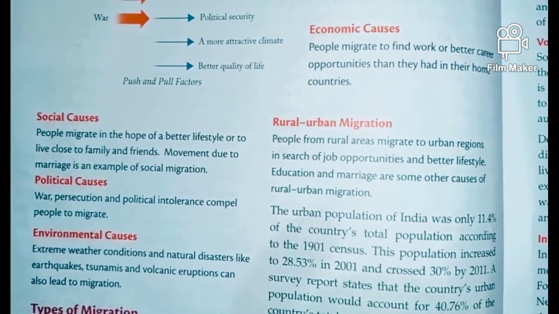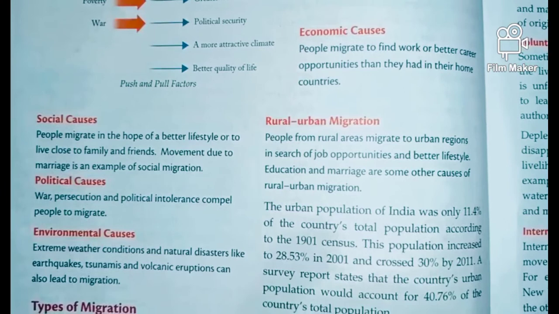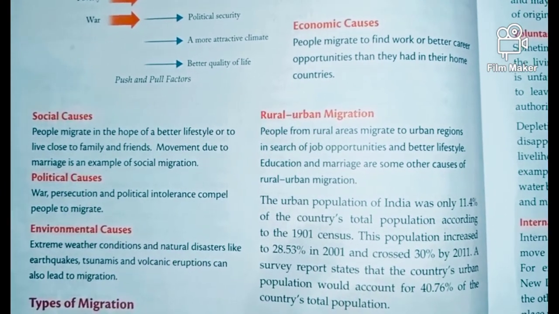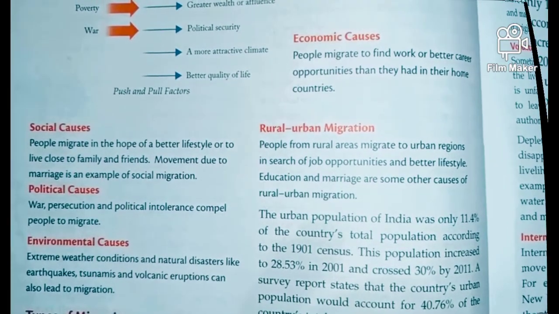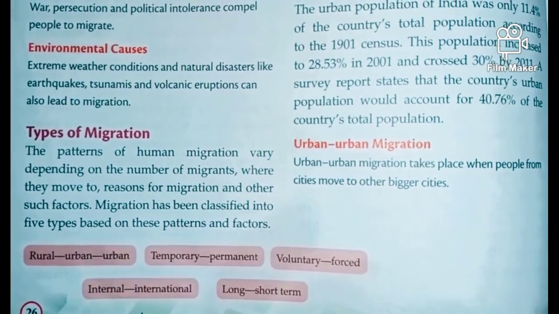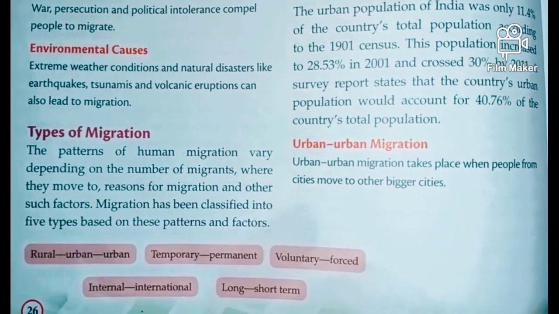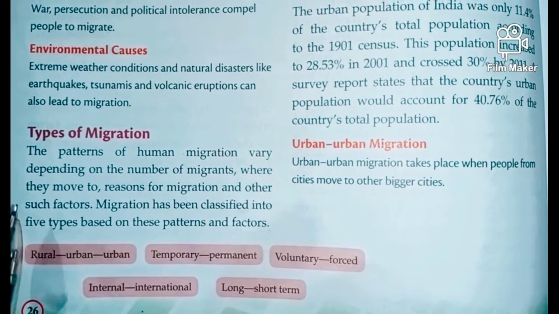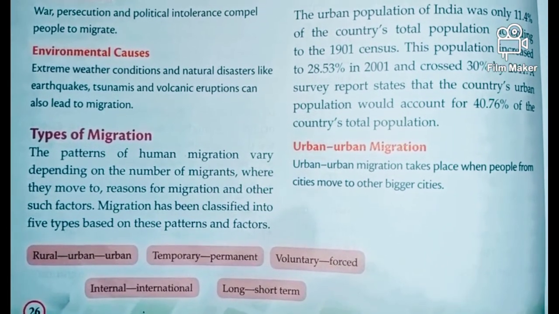Now, when people migrate, they never migrate in only one way. There are different reasons, and according to the reason, there are some types of migration that we will discuss right now. Types of migration depend on the number of migrants, how many wanted to move, what the reasons are, and some other factors also.